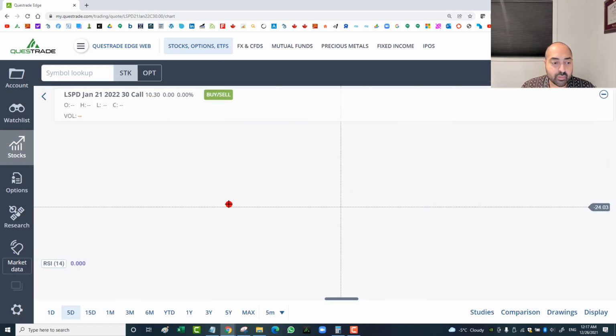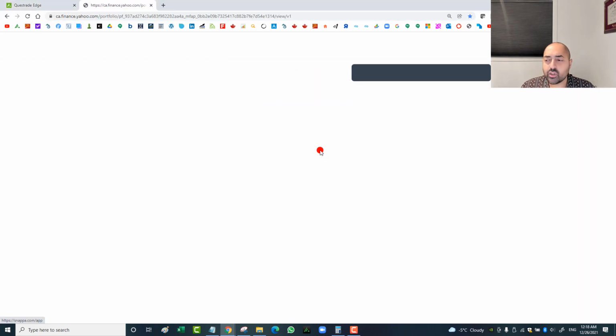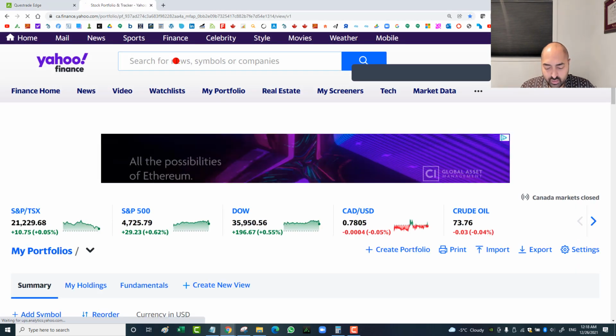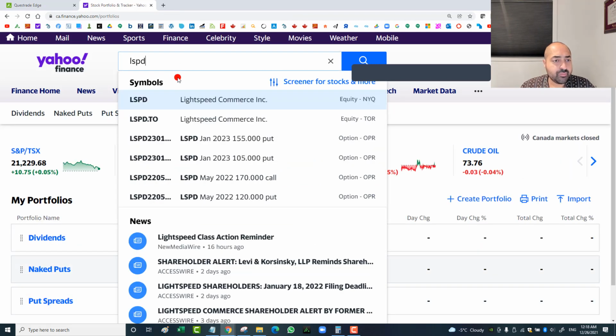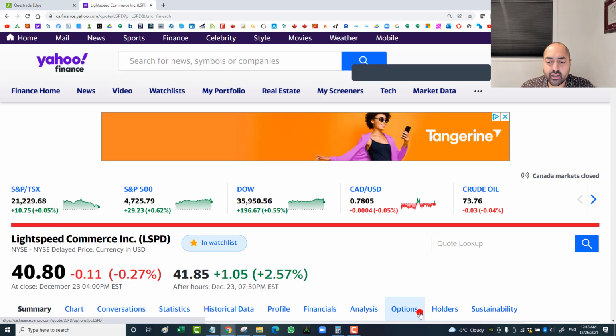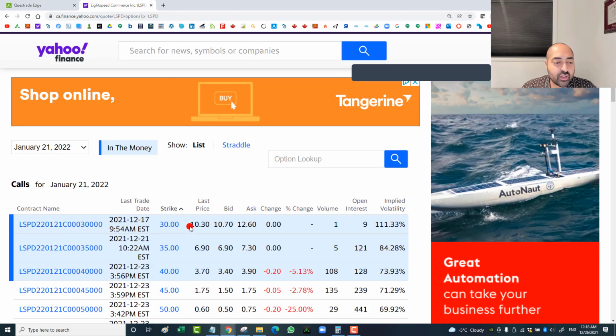Nothing's coming up. So let's look at something more liquid like the SPY, so that the last traded price can be more accurate. Or let's even try the option chain on Yahoo Finance. Let's do that. If I go to Yahoo, not sure if it will show for LSPD because it's originally Canadian. LSPD. Let's hope it has an option chain available. Okay, there we go. January 21st on Yahoo.